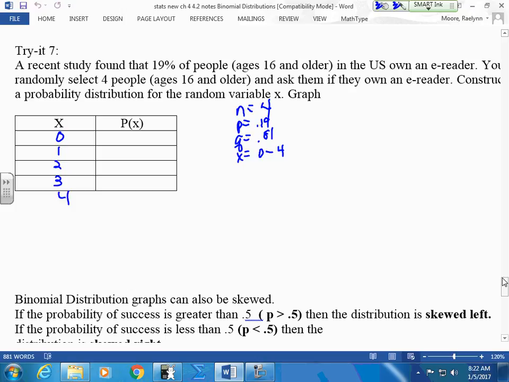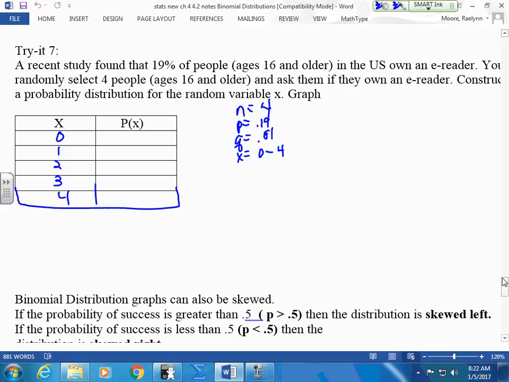Oh, missing a line. Who did this? All right, so now, is this binomial? Yes, this is binomial. Okay, binomial because we did it n amount of times, 4 in this case. Probability stays fixed. We give them 2 choices, e-reader or not e-reader. And my x variable goes from 0 to 4. Okay, I measure the number of successes that we have.